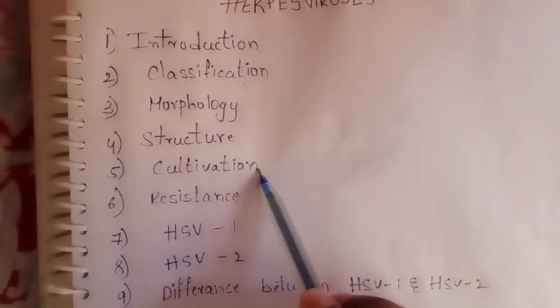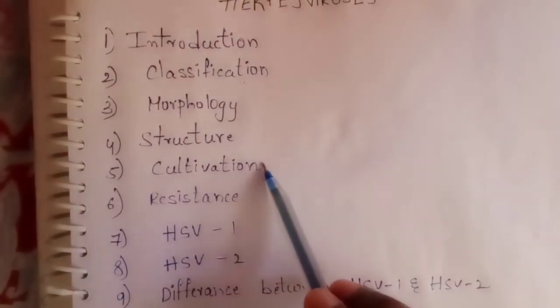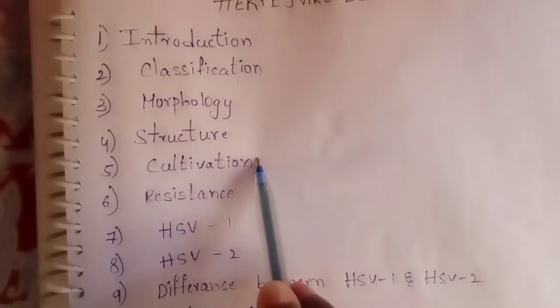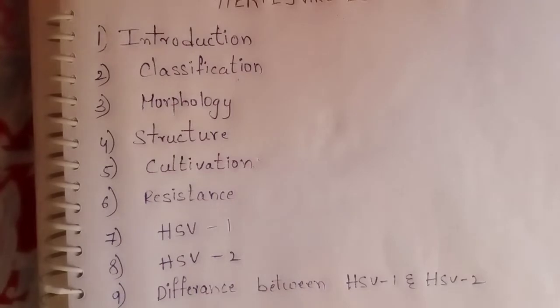Next one is cultivation. The herpes virus can be cultivated on the chorioallantoic membrane, rabbit kidney, HeLa, and human amnion tissue culture. After incubation, the virus produces a cytopathic effect and some viruses show inclusion bodies. The virus multiplies in the nucleus of the host cell, producing Cowdry type A intranuclear inclusion bodies.